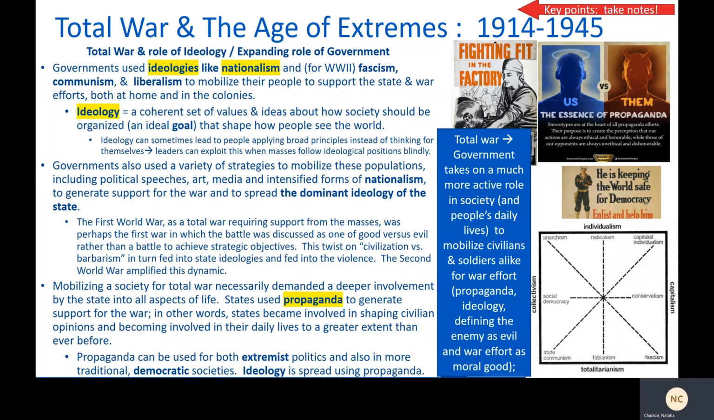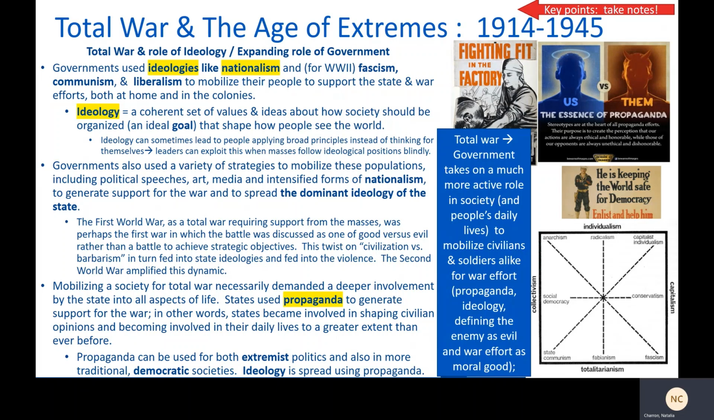The Second World War clearly amplified this dynamic, but it was already in the works during World War I, and it's an effect of total war because it's really hard to generate really strong support and sacrifice from an entire population unless you can tell them that they're fighting a morally good battle. Mobilizing the society for total war necessarily demanded deeper involvement by the state into all aspects of life, and states used propaganda to generate support for the war. In other words, states became more and more involved in shaping civilian opinions and becoming involved in their daily lives to a greater extent than ever before.